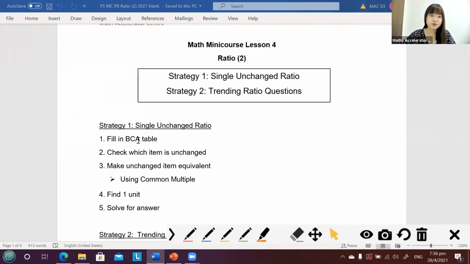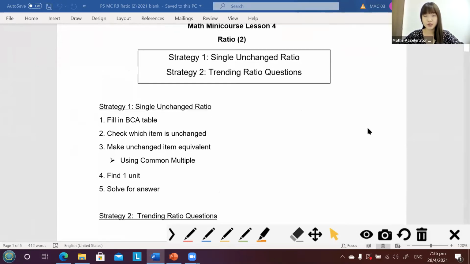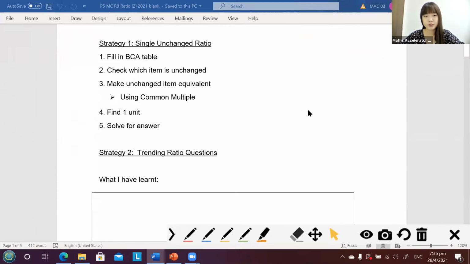So today we're also covering ratio, different types of ratio strategies. Today we're doing single unchanged. Last week was equivalent ratio. So this week we're doing single unchanged.